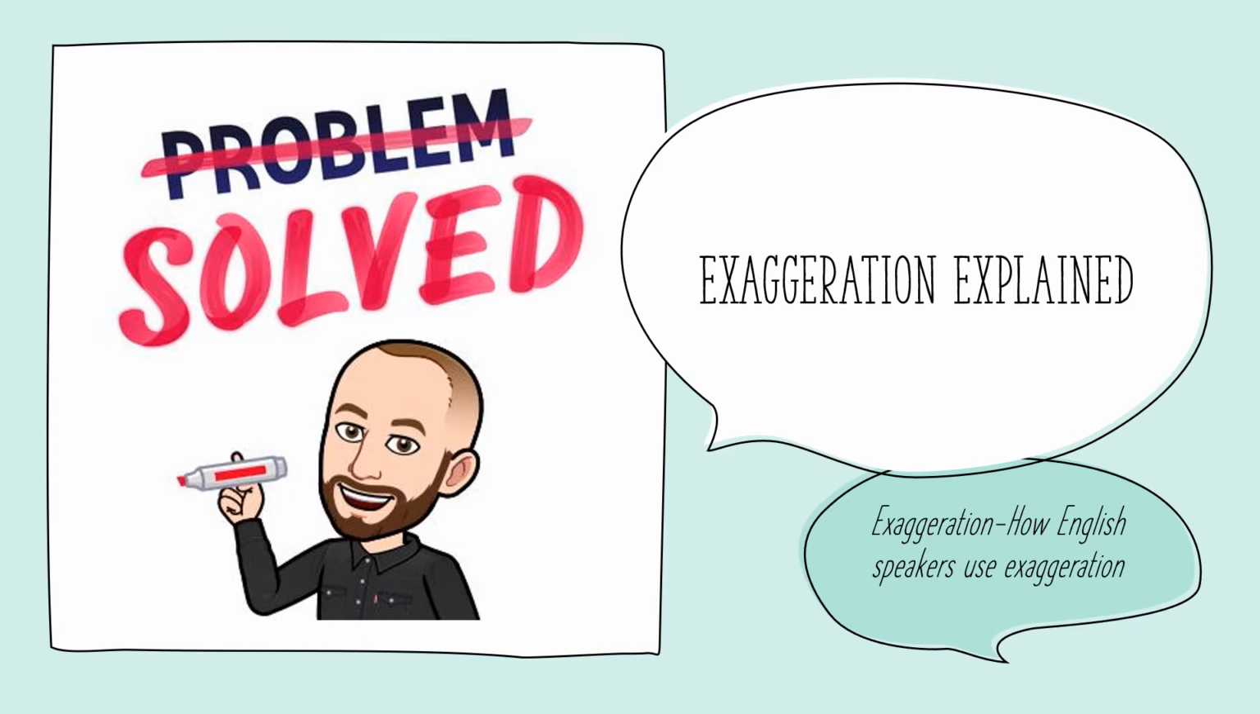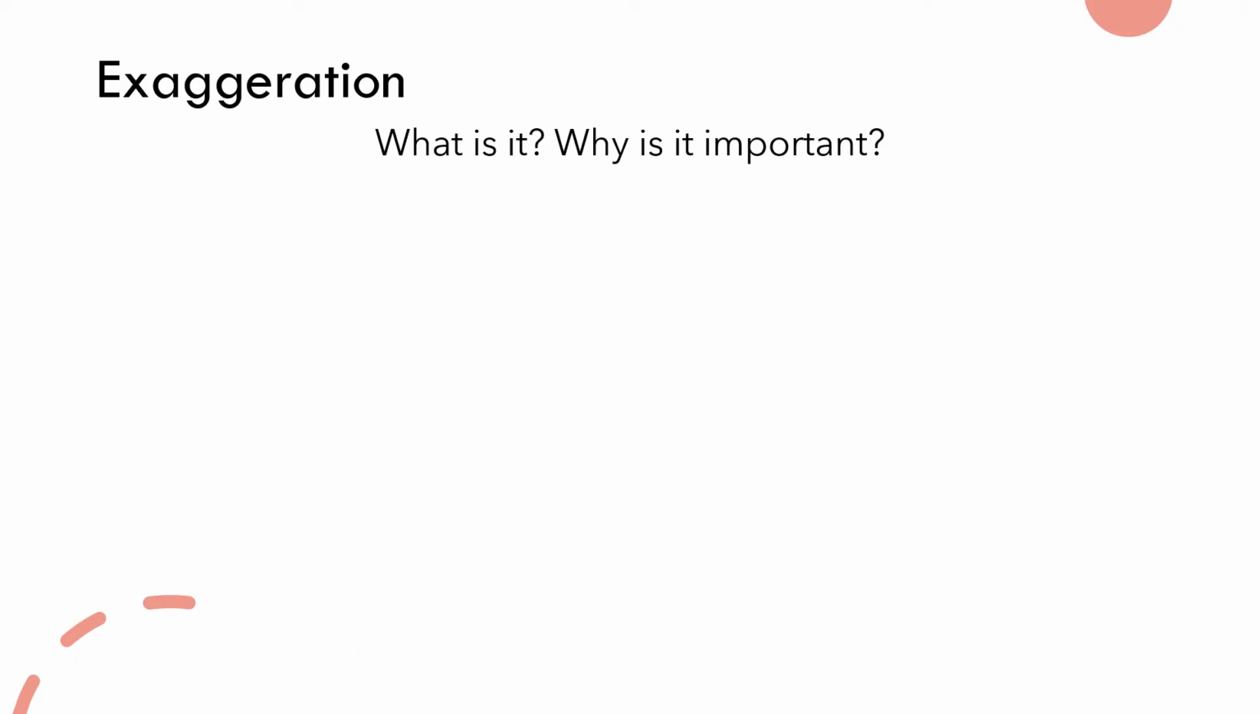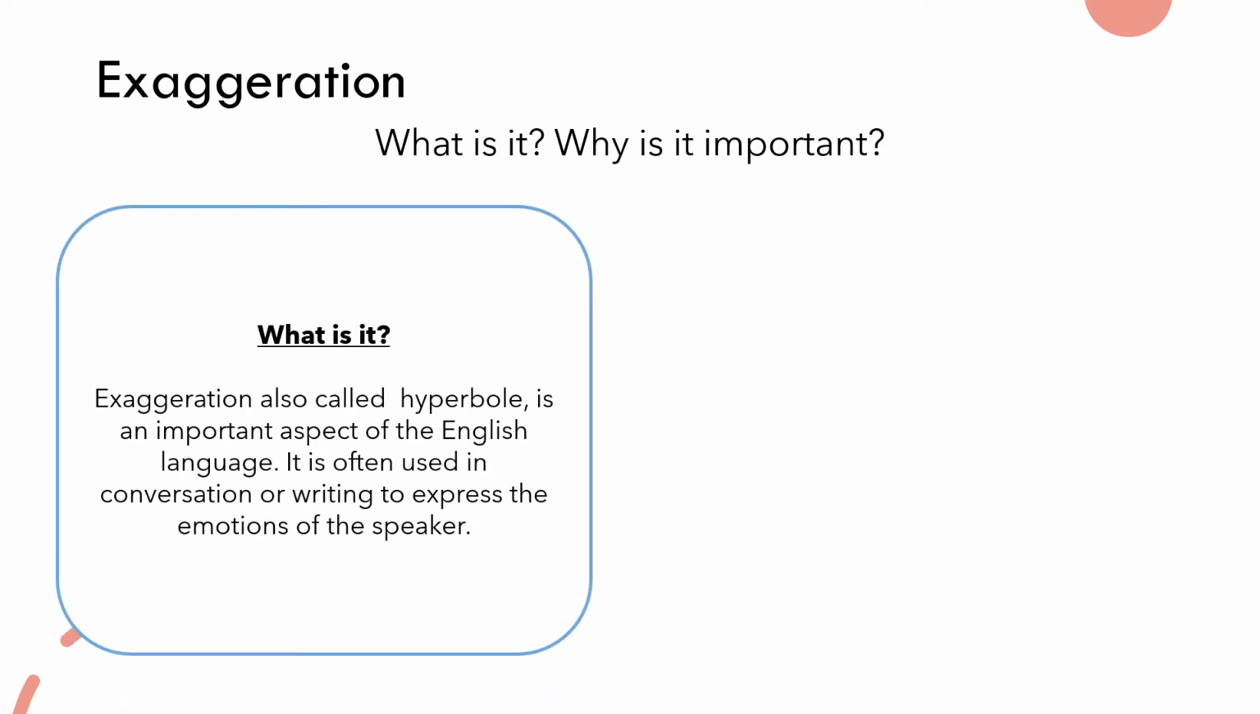This is a very important part of the English language, and it is something that we use in our day-to-day conversations quite a bit. So what is exaggeration and why is it important? Exaggeration is also called hyperbole. It's an important aspect of the English language. It is often used in conversation or writing to help express the emotions of the speaker.